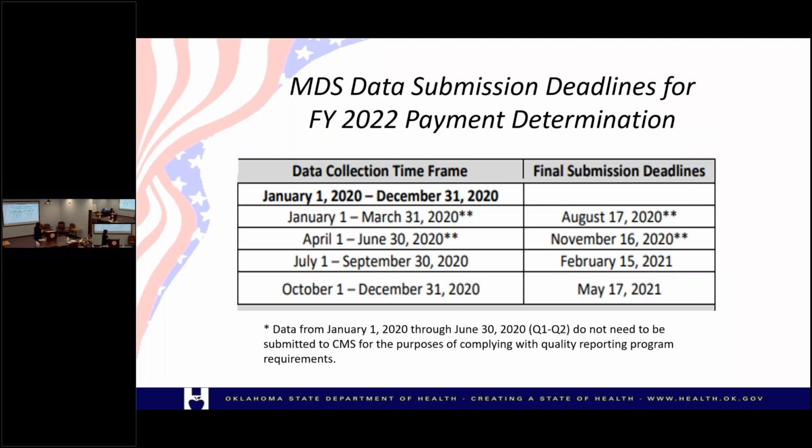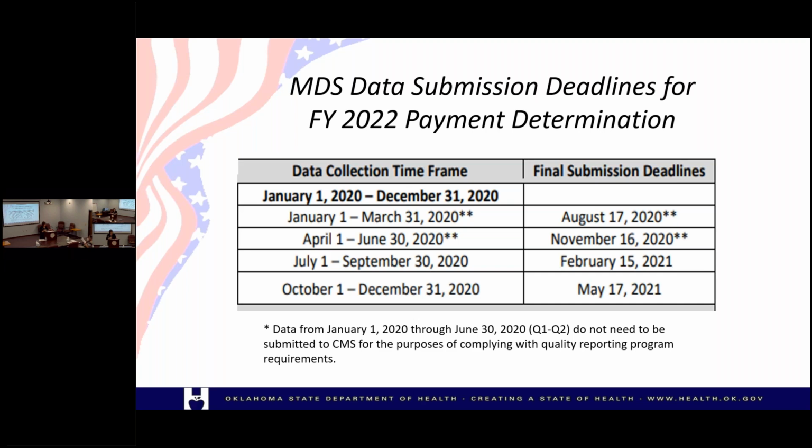Okay. So there's also timeframes that you have to meet for these SNF QRP items. And you will notice that there's some asterisks on the first 2 from January through June, and that's because of the COVID pandemic. CMS provided a waiver that nursing homes did not have to meet the reporting requirements from January to June. But as of July 1st, they lifted that waiver, and now nursing homes are required to start submitting and making sure they're meeting this requirement.